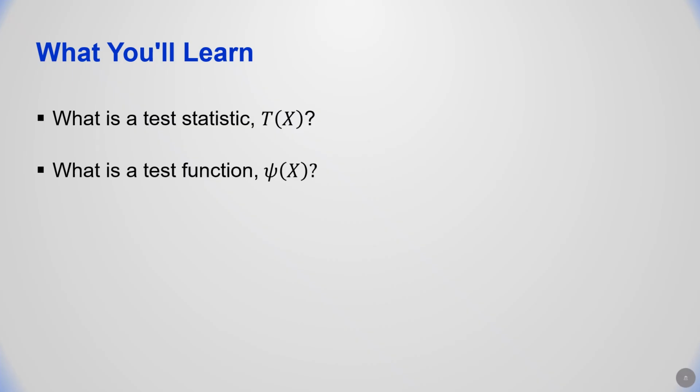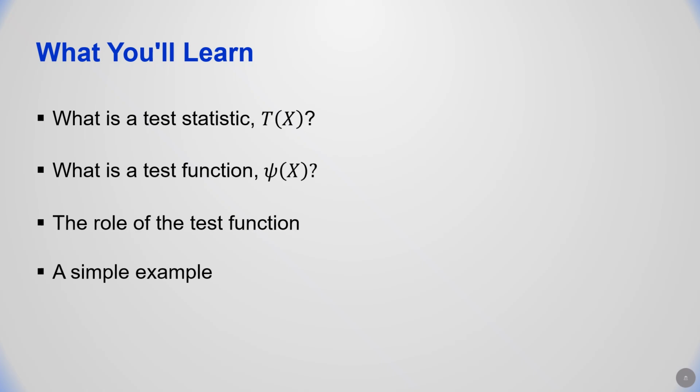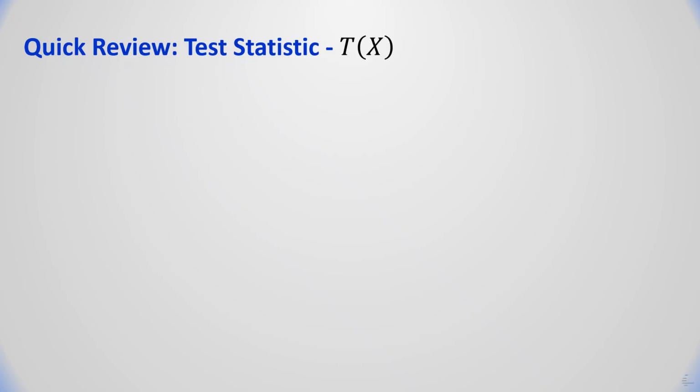In this video, we'll cover 5 main topics. We'll begin with a brief review of the test statistic, which we'll denote by T of x. Next, we'll introduce the test function, denoted by psi of x, and explain its role in hypothesis testing. We'll then work through a simple example to calculate the test statistic. Finally, we'll see how the test function uses the test statistic to determine whether to reject the null hypothesis or fail to reject it.